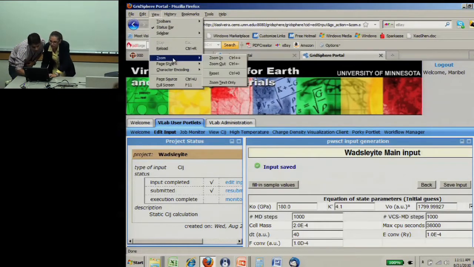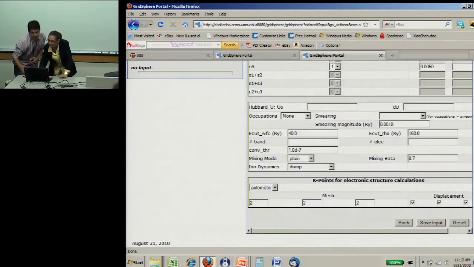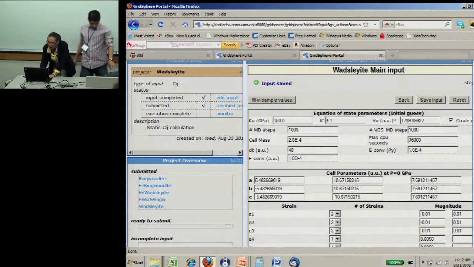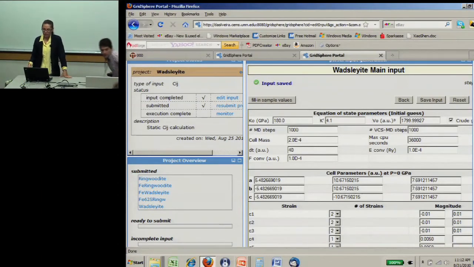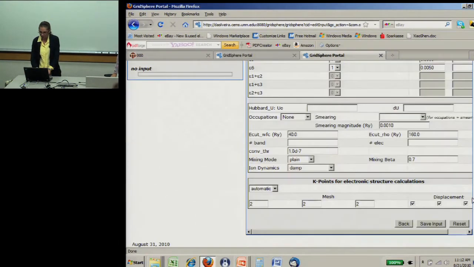So here is more information about the project. So this is the next page, and it has information about how many MD steps you want to execute, an approximate equation of state that facilitates a lot and speeds up a lot the structure optimization at each pressure. So these are the next cell parameters and the strains that you want to calculate, and some information about the electronic structure itself. Is it a metal? It's not. What's the energy cutoff that you want to use? Information about K-point sampling, and so on.